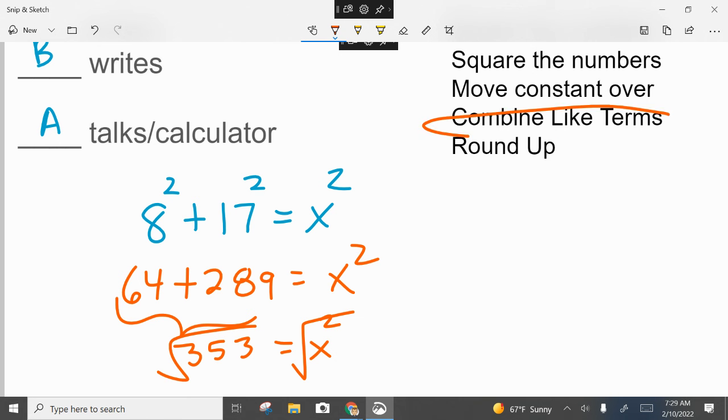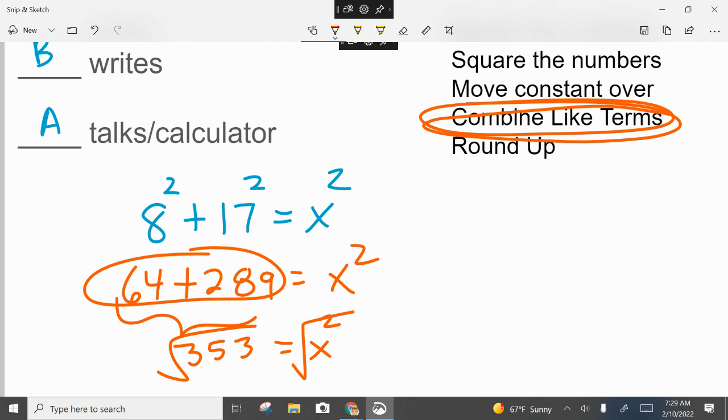Now, what should I have heard in this term or in this idea? This is going to be combined like terms, right? Combined like terms. And then square root it. I get 18.78. But what does that turn into? 18.8. Okay. All right. Let's do another one.